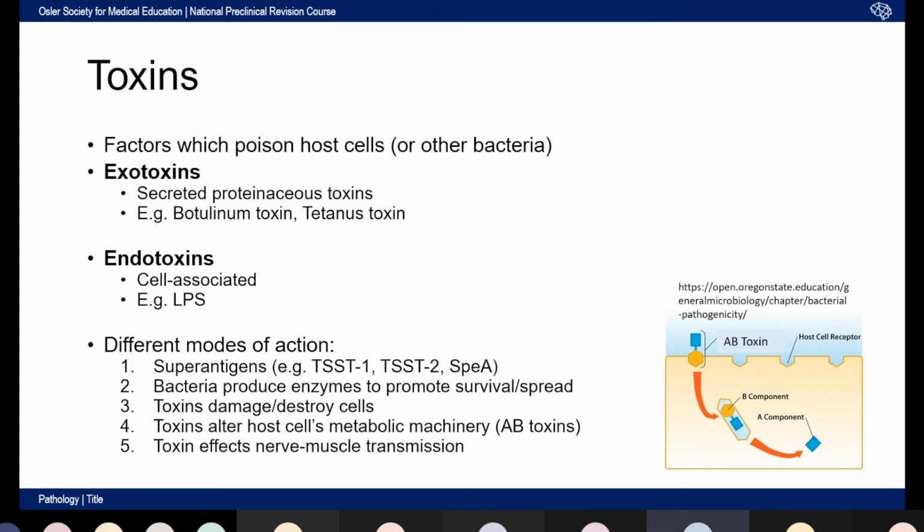Diphtheria toxin blocks protein synthesis, so the A subunit inactivates transfer of amino acids from tRNA to the polypeptide chain during translation, and cholera toxin causes massive loss of water from intestinal epithelial cells. And also toxins can affect nerve to muscle transmission. Examples of these are tetanus and botulinum toxins.